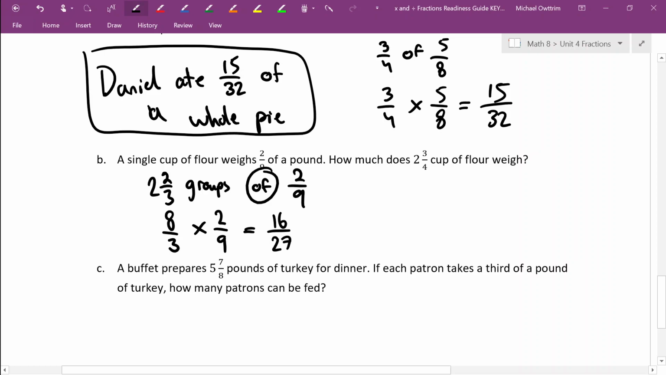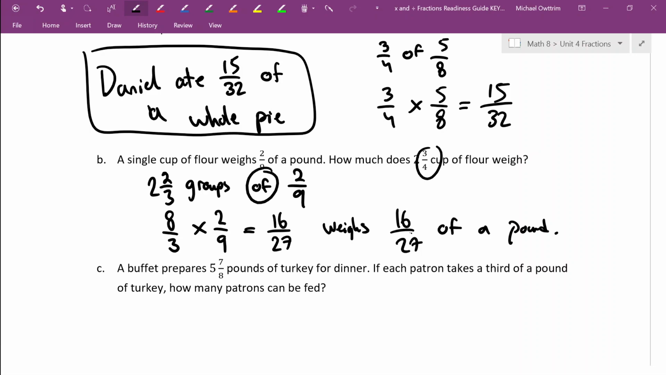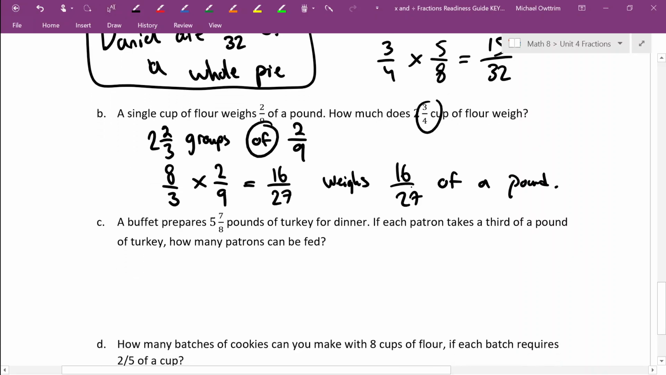So we're going to say that overall this weighs 16/27 of a pound. Now, if we just check ourselves on that a little bit, we know, of course, that 1 cup is 2/9 of a pound. That means 2 cups is 4/9. And then a little bit of extra there would get us close to multiplying by 3, more than 12 out of 27. So 16 out of 27 makes sense there.